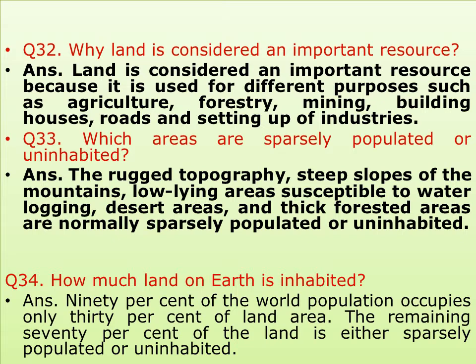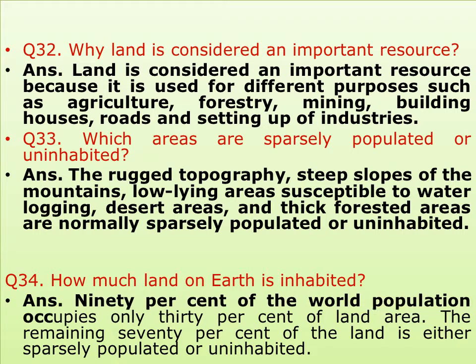Question number 34. How much of the land on Earth is inhabited? Answer. 90% of the world population occupies only 30% of the land area. The remaining 70% of the land is either sparsely populated or uninhabited.